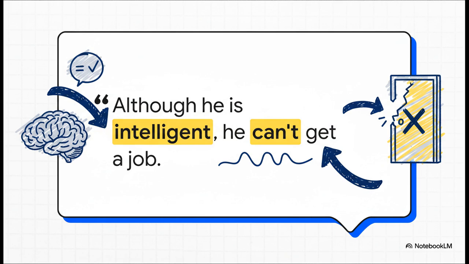So look at this sentence here. "Although he is intelligent," see that? Right after although, we have a subject, he, and a verb, is.